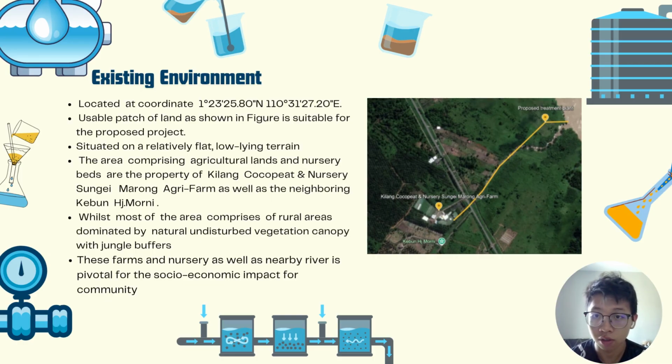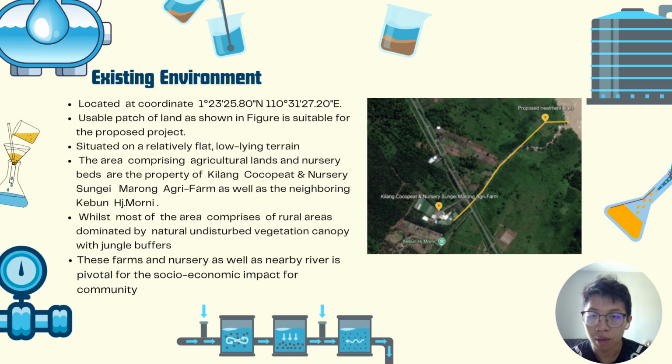Next, for land use, the surrounding area mainly consists of agricultural land, nursery beds, rural areas, and also natural vegetation. From the Google Earth view, there are no obvious commercial developments, religious centers, or eating places nearby. This makes the site generally suitable according to the Malaysian Sewerage Industry Guidelines.